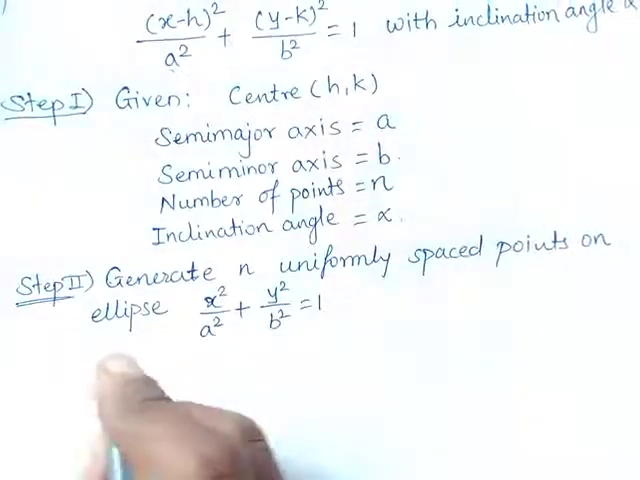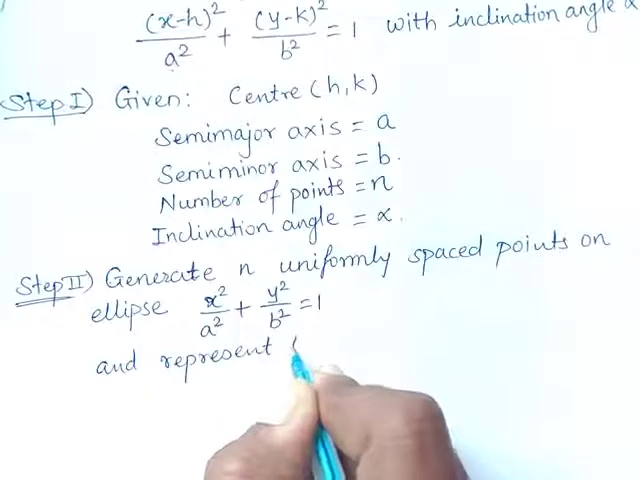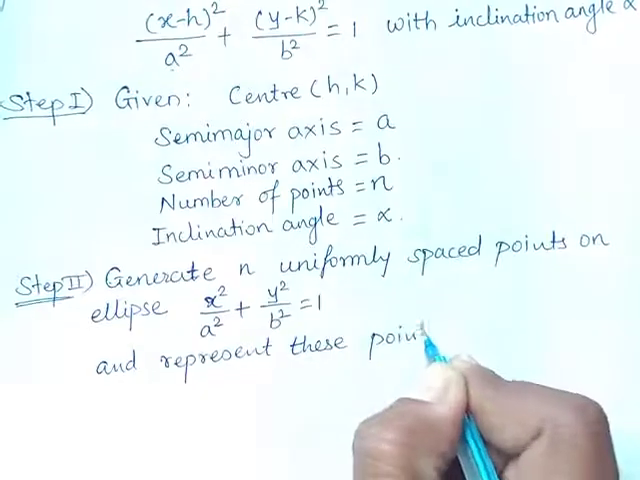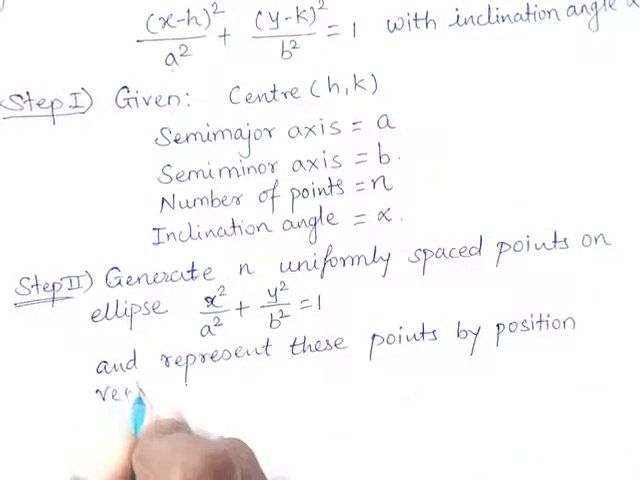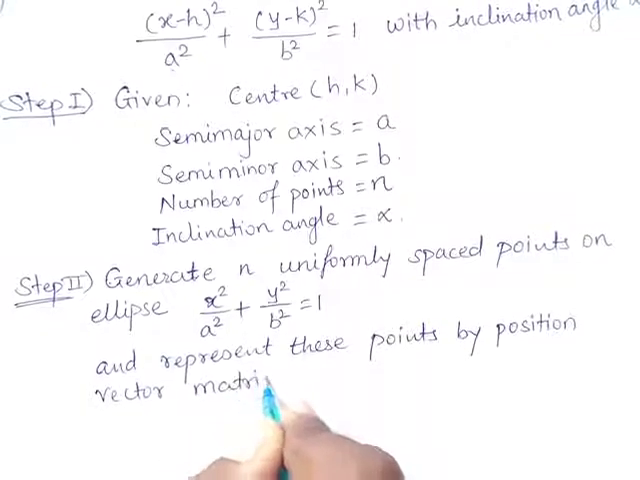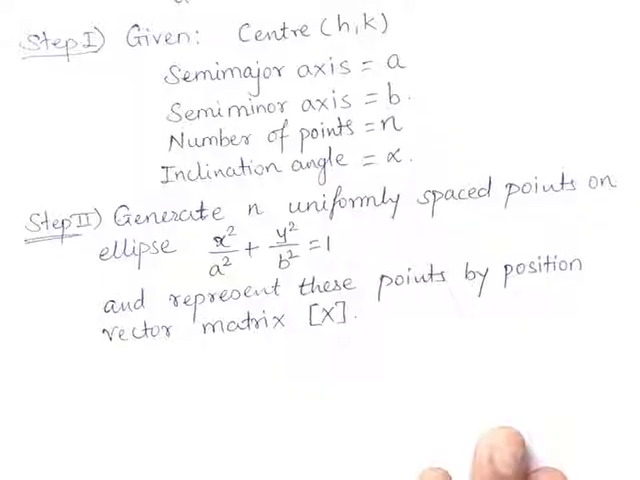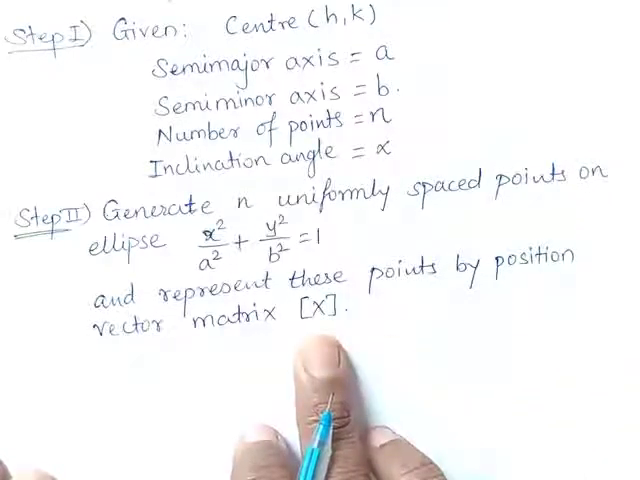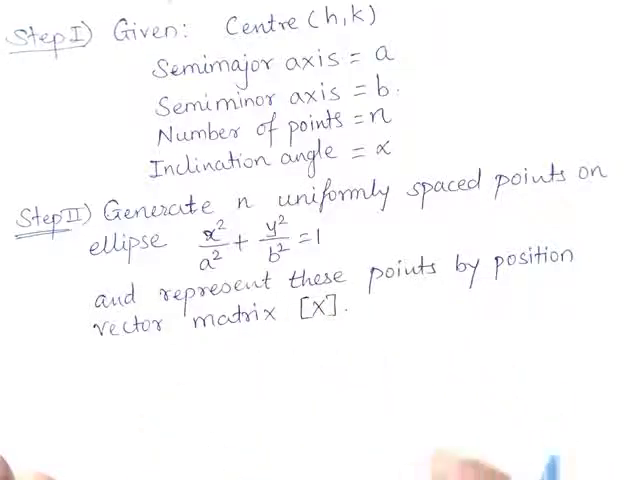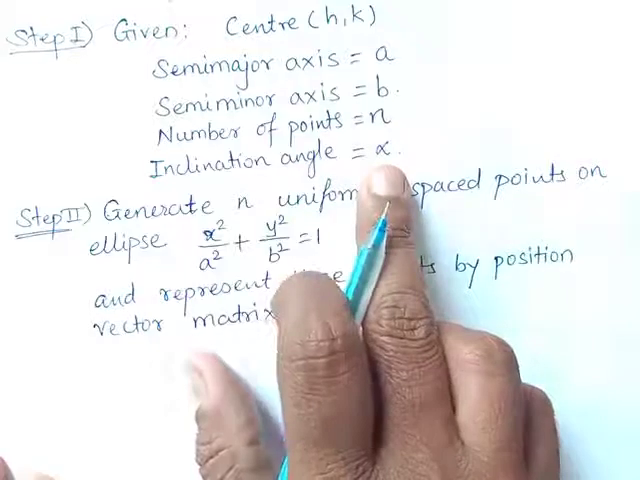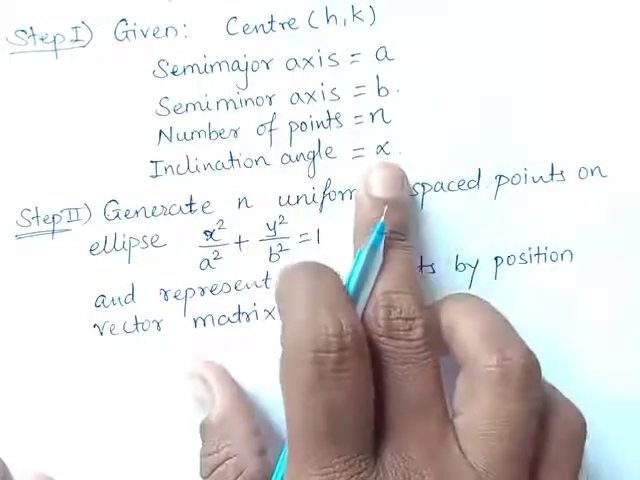Later on I can go for step 3 and represent these points by position vector matrix X. Once we have represented it as a position vector matrix, you know here the center is at origin and the ellipse is symmetric about the x and y axes. Now the angle of inclination alpha is given to us, so we will incline it. This means we will rotate it using an angle alpha.